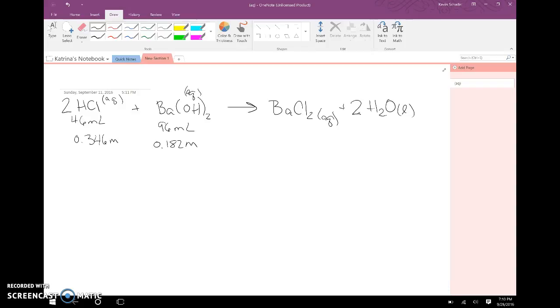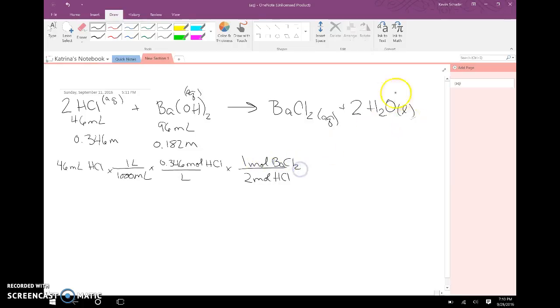And then I'm just going to do the limiting reactant problem just like we did in class. So I'm going to start with 46 milliliters of hydrochloric acid. And we know for every 1,000 mL, there's 1 liter. And we have the molarity. And I know for every 2 moles of HCl, I have 1 mole of barium chloride.